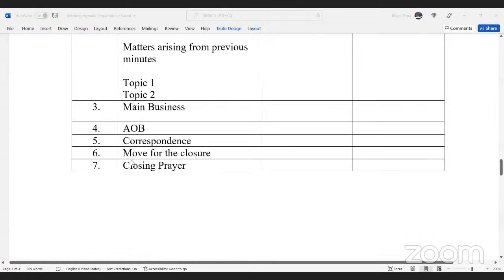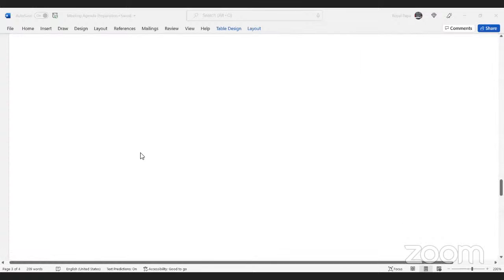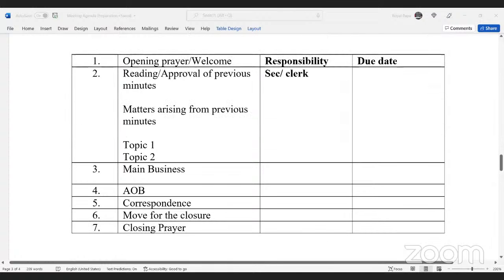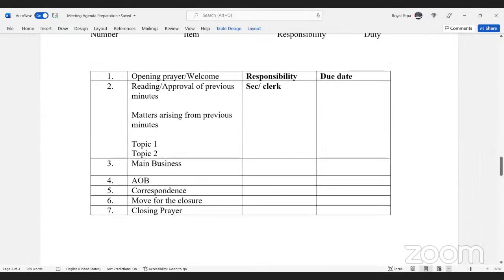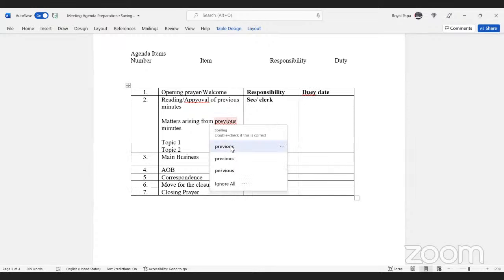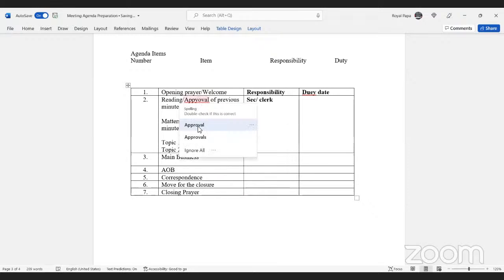Because if the minute is given to you and you sign and say endorsed, and then it comes to the meeting and there are basic corrections, and when I talk about basic corrections, I'm sure you understand, such as a wrong due date, then it means you didn't do your work well.